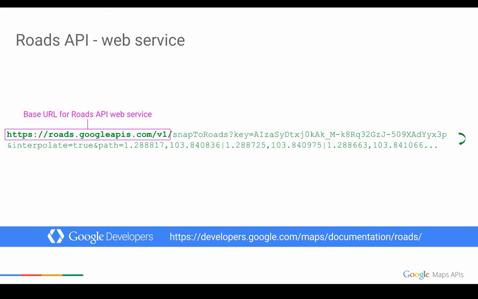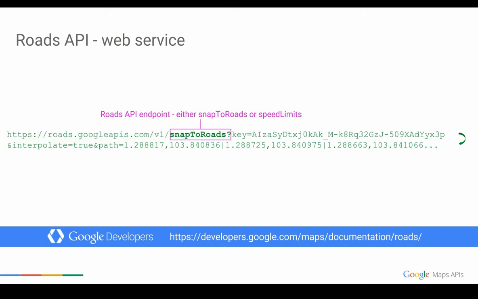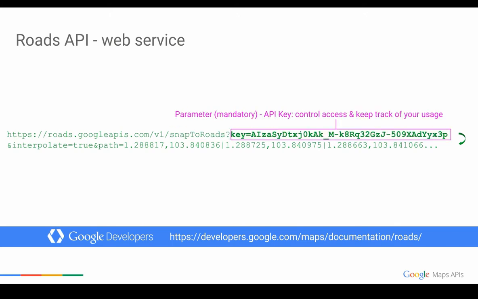This is the base URL, or address, where all requests get sent. I mentioned the two main features of the Roads API are Snap to Road and speed limits. In this example, I'm using the Snap to Roads endpoint. Next comes the API key. This is used to control access and make sure nobody else uses your quota, as well as track your own usage. Instructions on how to get started are at the documentation link shown here.